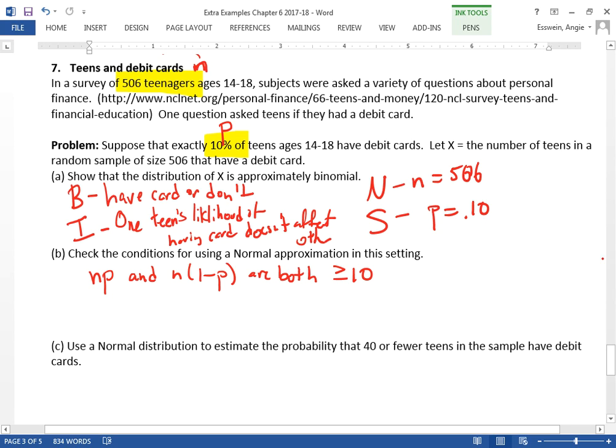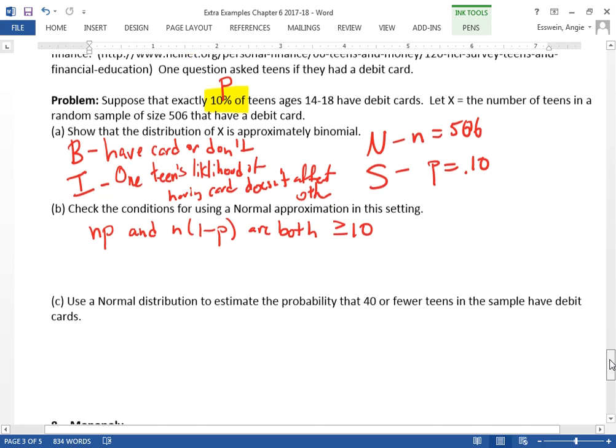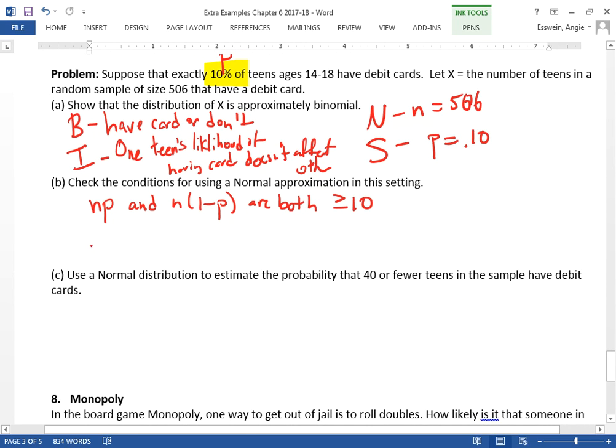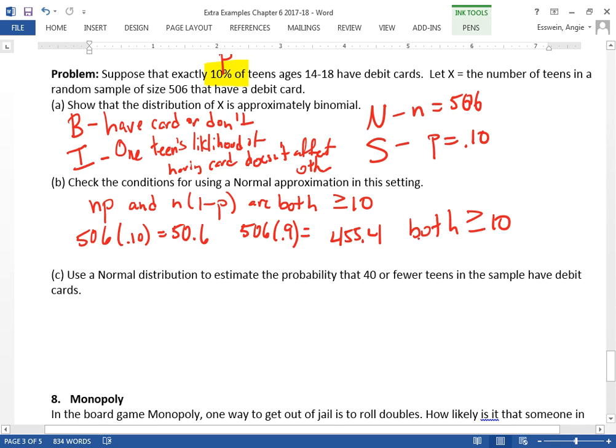Okay, so we're going to check if we can use the normal approximation. So we do np, which is 506 times 0.10. So we get 50.6. And n(1 minus p) is 506 times 0.9. It's basically the number of successes and failures. And they're both greater than or equal to 10. Therefore, we can use our formulas for the mean and standard deviation of a binomial distribution.